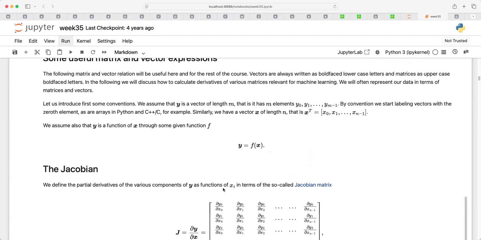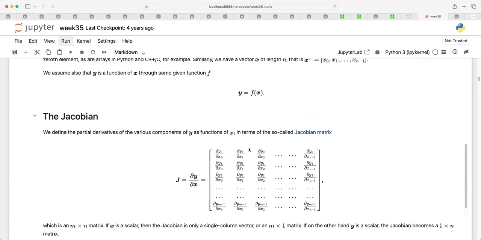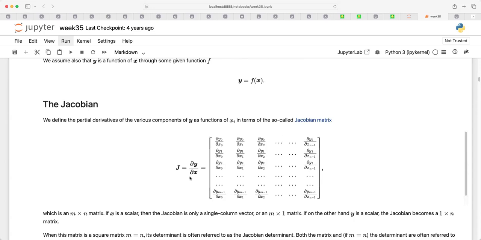The one thing which we need to remind ourselves of, and you may have seen that in linear algebra courses, is that y is now simply given by this function f of x, and y and x are vectors. So when we calculate the derivatives dy dx, this is a matrix. It's normally called the Jacobian. So you have all these partial derivatives with respect to x0, x1, up to xn minus 1, and then you have the values of y from y0 to ym minus 1.